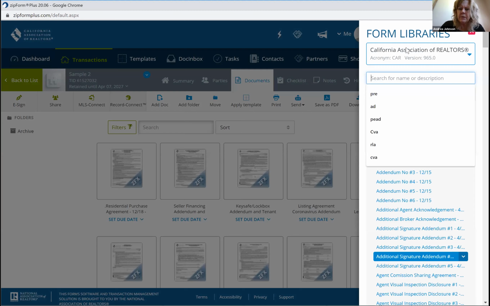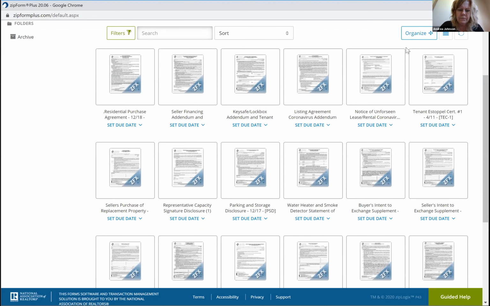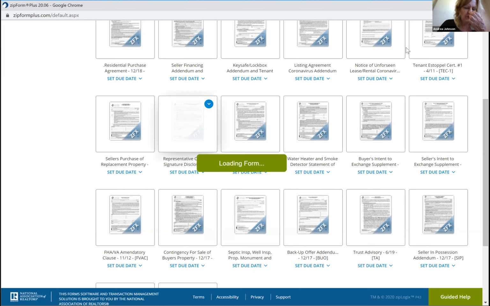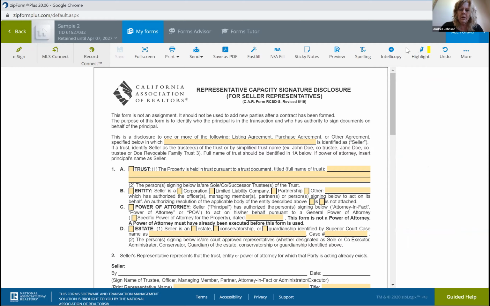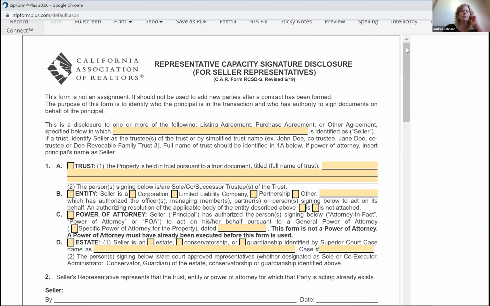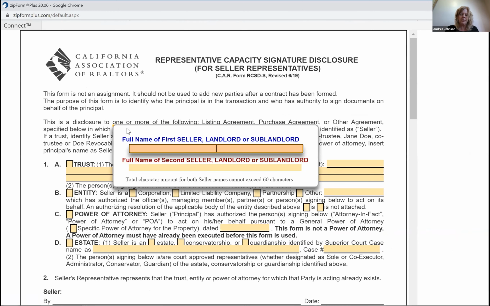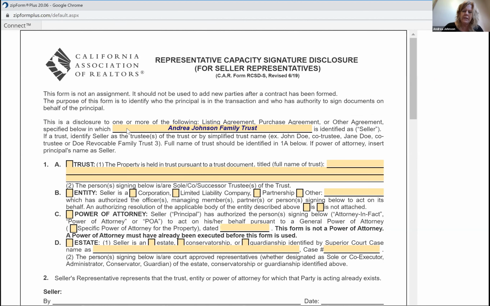So I'm going to take this opportunity to, we'll go back to the RPA, obviously, but let's take a look at the representative capacity signature disclosure since we were just on that topic. Okay, so this is for seller representatives. This is a disclosure to either the listing agreement or purchase agreement or some other agreement between principals. And then it's going to say in which blank is identified as seller, and this is going to be the name of the trust. Okay, that's the seller. The entity is the seller.